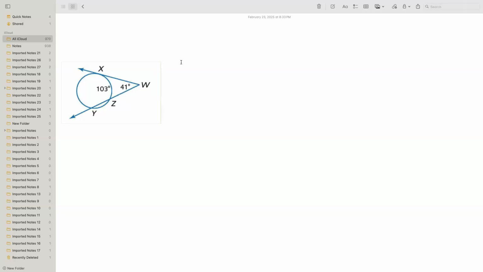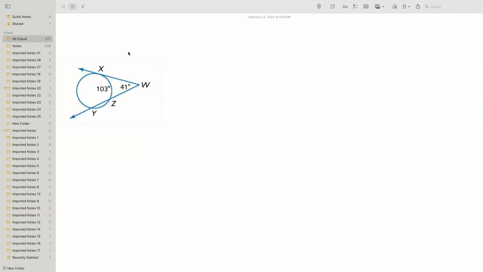I don't know how to describe this clearly. Is XY the intercepted arc? See, there is a circle. There are points X, Y, Z on the circle. At X you have a tangent, and a secant is passing through Y and Z. The arc XZ is 103. The angle outside is 41. What I would like to measure is the measure of XY.